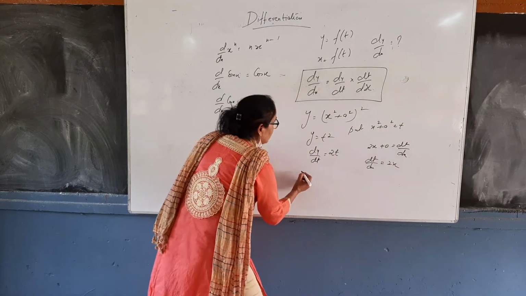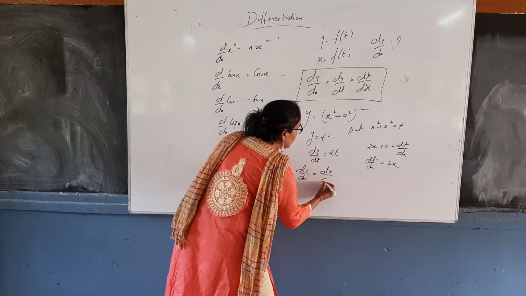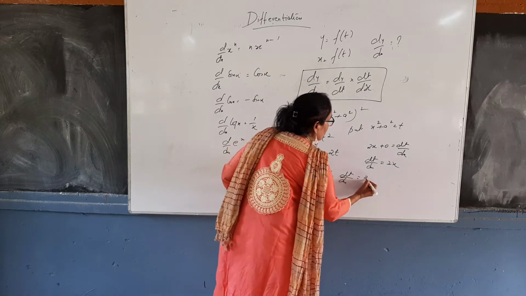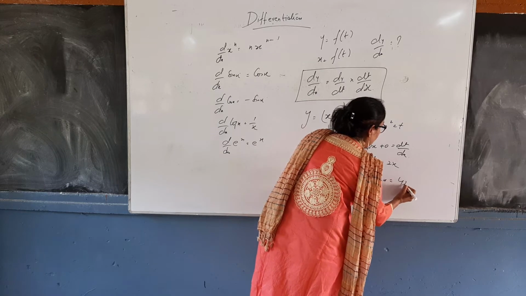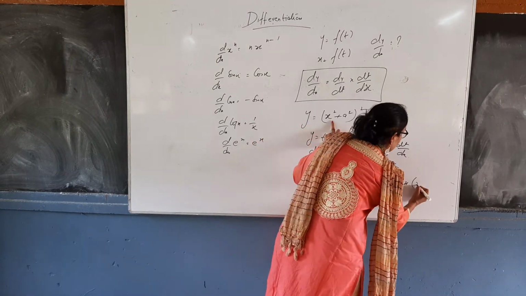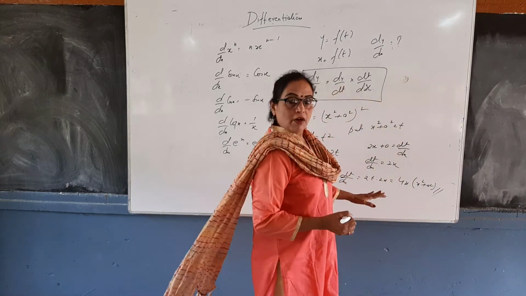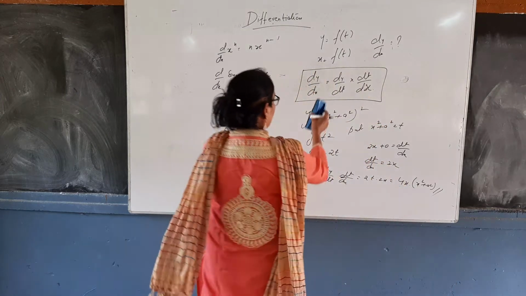Now our aim is to find dy by dx. So dy by dx is dy by dt into dt by dx. So we will get 2t into 2x, or 4xt. Replace t by its value, that is x square plus a square. So this is the answer. Or we can use the direct method also, without using this.